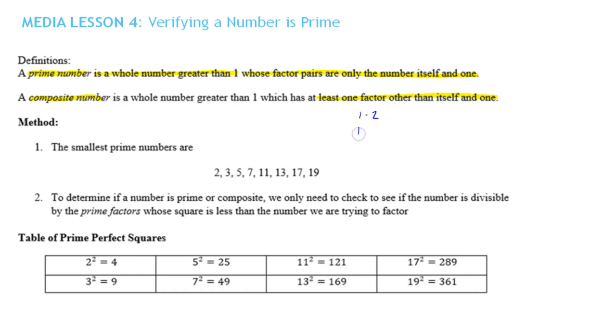The only way to factor 3 into 2 factors is 1 times 3. 5 is 1 times 5. And this is true for all of these numbers. So this is our smallest list of prime numbers.